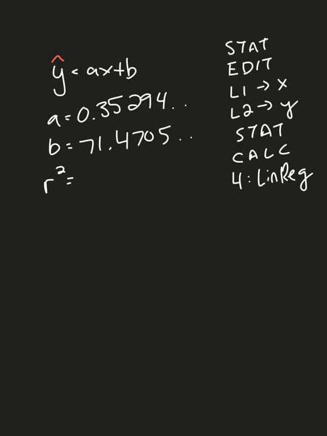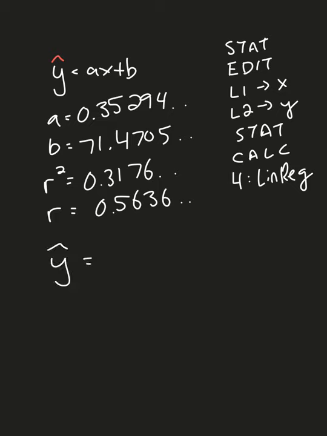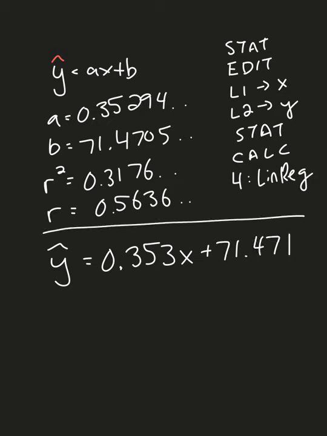So now we just have to write our equation. You can see that they also give you the r squared value, which we don't really use, and the r value, which we certainly do use, and we will use it in a little bit. So we just have to plug in our a and our b and maybe round them off a little bit to come up with the equation of our line. So y hat equals 0.353, with a little bit of rounding, times x plus 71.471. So that is the equation of our best fit line, and that is standard 9 regression.